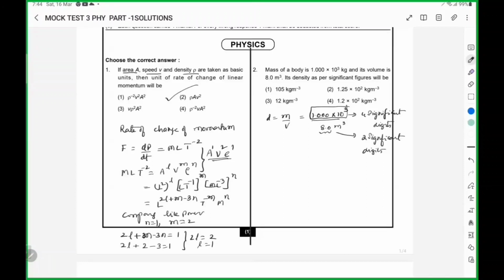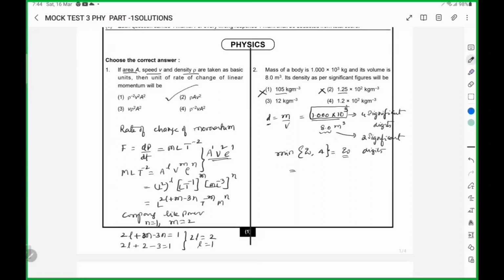In multiplication or division, while evaluating density, we consider the number which has the minimum number of significant digits. Here one has 2 significant digits, the other has 4. The minimum is 2, so once you calculate D, it must have 2 significant digits. So this can't be the answer, right? This can, because here you have 3 significant digits, either the third option or the fourth option.